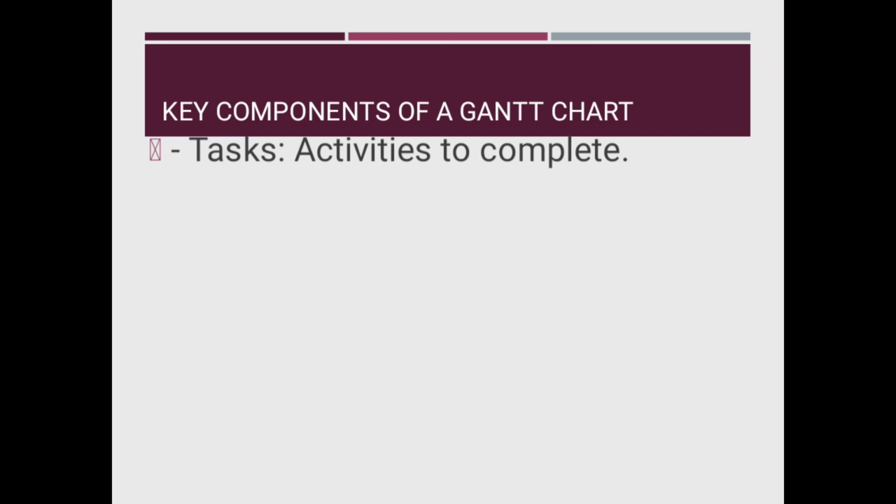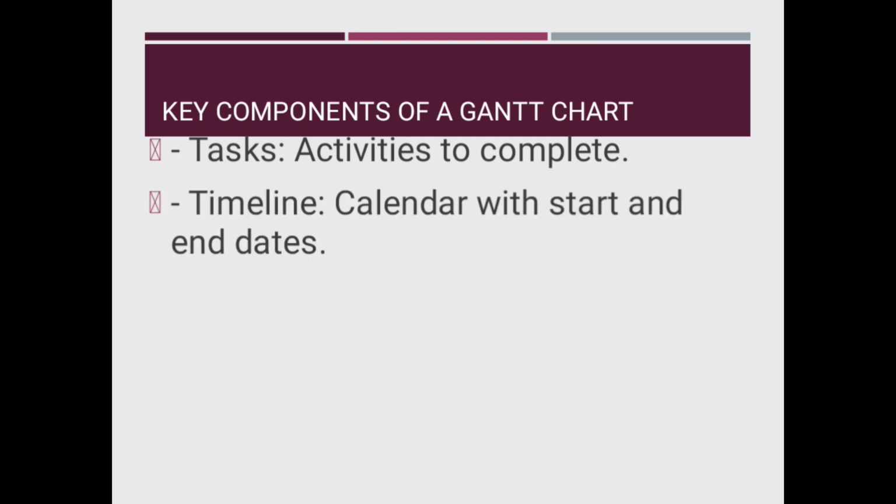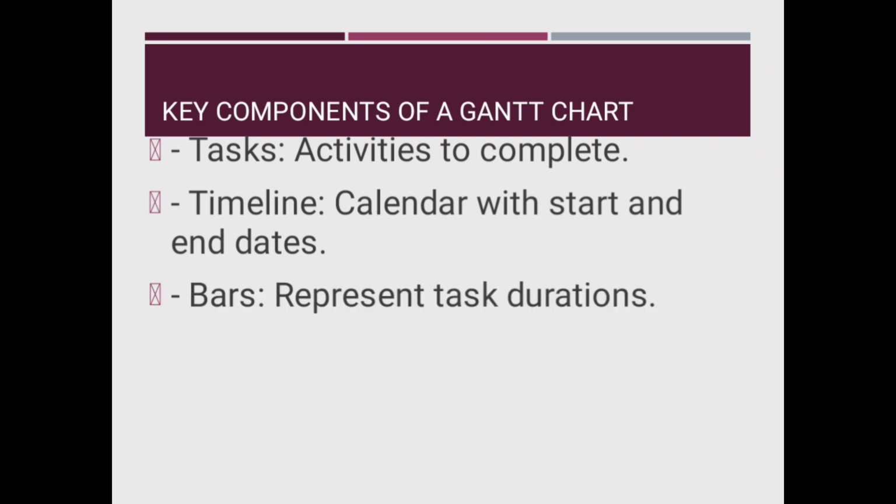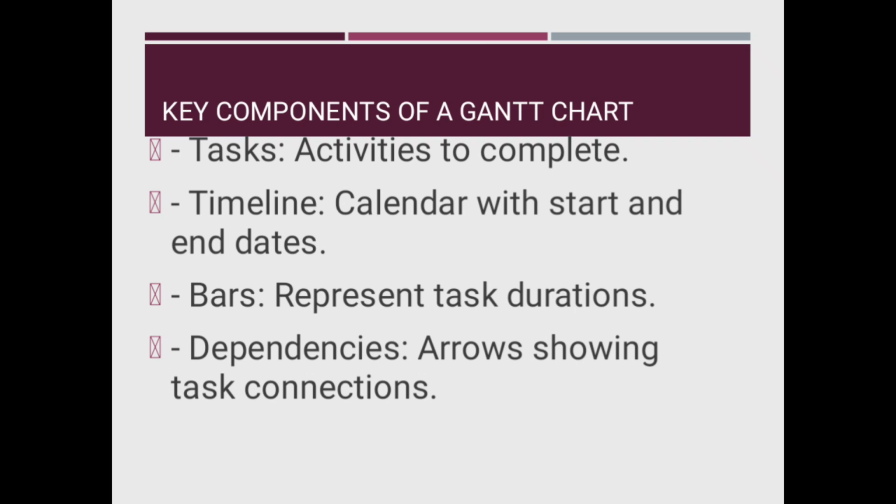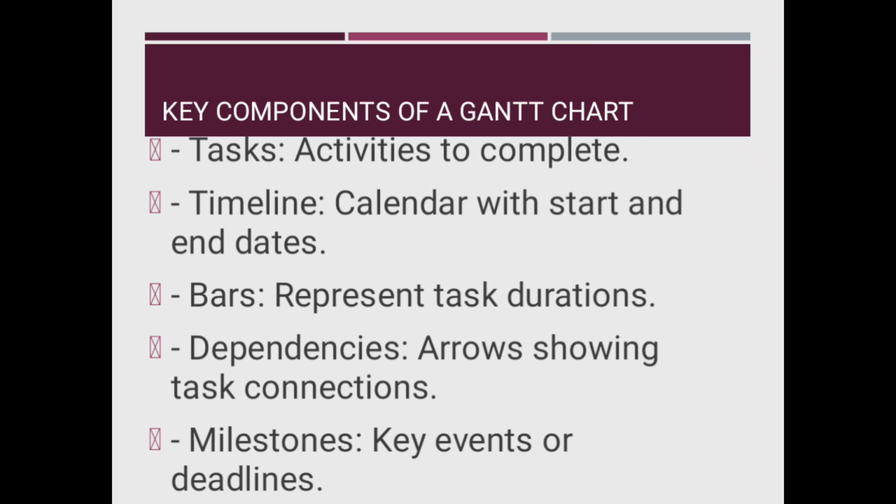Let's talk about the key components of a Gantt chart. One, you have the activities or the tasks which are supposed to be completed in a project. Then there are deadlines for various tasks. There are bars, and those bars represent duration on a calendar. There are also arrows which connect different bars. Those ones show how different tasks are depending on each other.